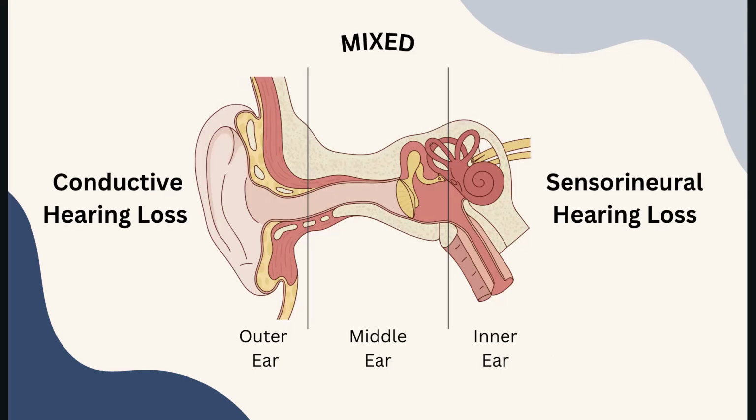Sensory neural hearing loss occurs in the inner ear, cochlea, or in the auditory nerve. And this means that there's damage to the hair cells in the inner ear or in the nerve pathways to the brain. In mixed hearing loss, there's something going on with the inner ear as well as the middle or outer ear.